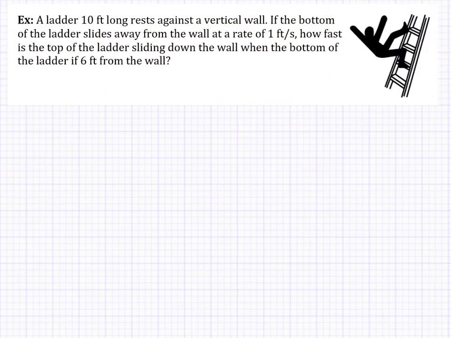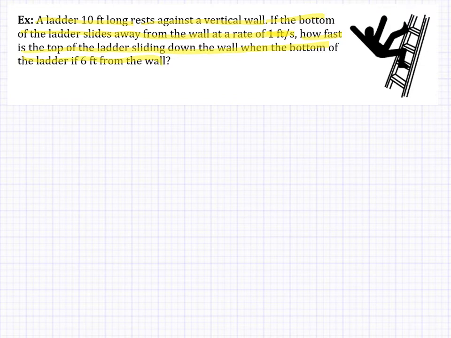Here's another one. A ladder 10 feet long rests against a vertical wall. If the bottom of the ladder slides away from the wall at a rate of 1 feet per second, how fast is the top of the ladder sliding down the wall when the bottom of the ladder is 6 feet from the wall? All right.